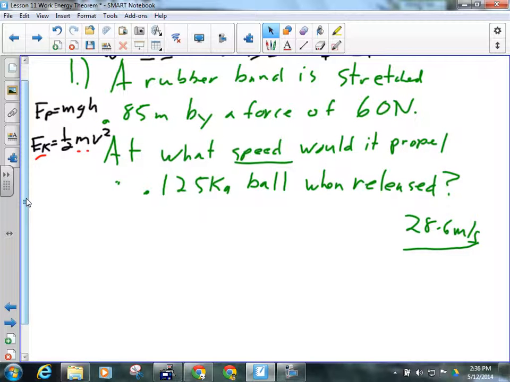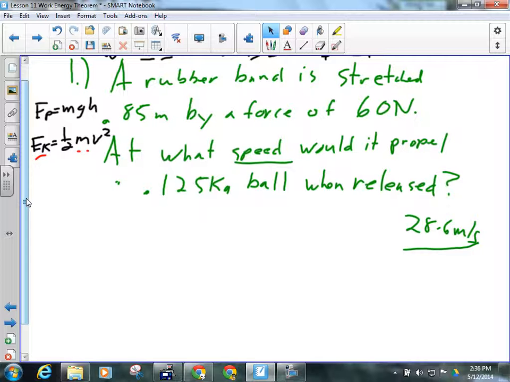If I stretch a rubber band by 0.85 meters using a force of 60 newtons, what speed would it propel a 0.125 kilogram ball when released? So essentially this is a slingshot question. You do work in pulling back the slingshot because you exert a force through a distance. You put elastic potential energy into that system. When you release, the rubber band exerts a force on the ball through the same distance, and it turns that elastic potential energy into what? Kinetic. All right, so that's what we have to do.